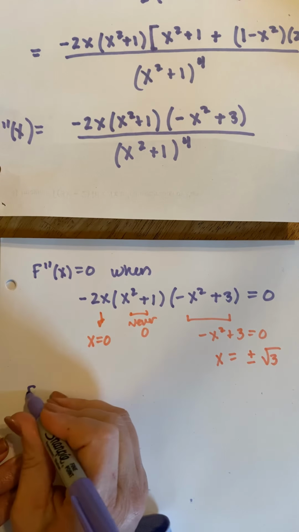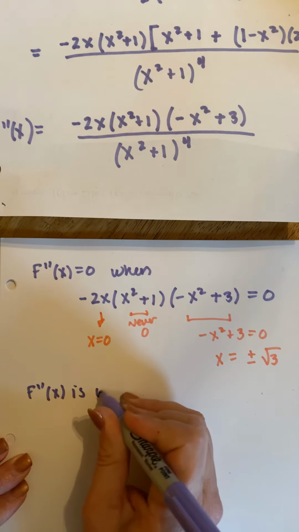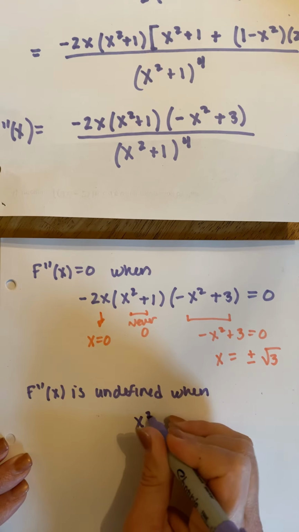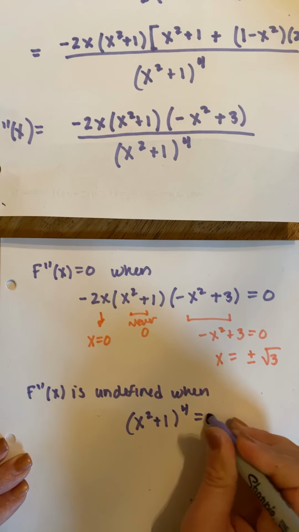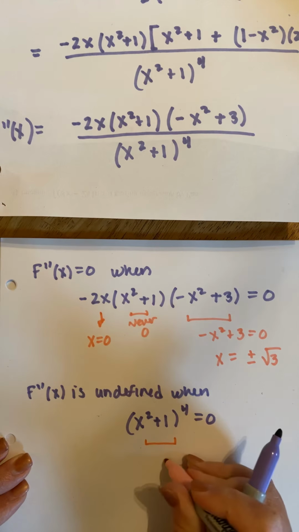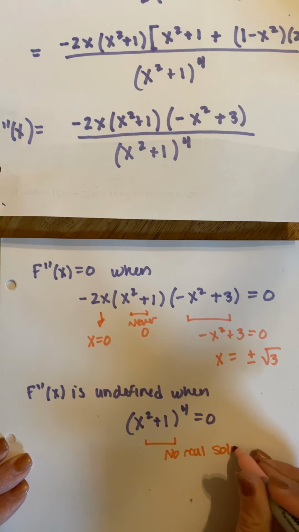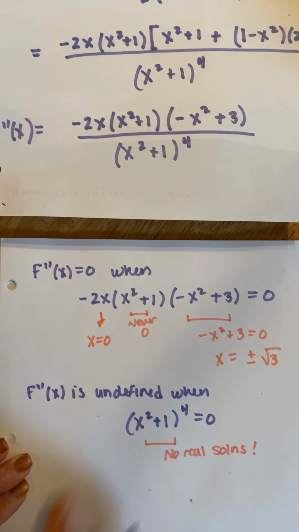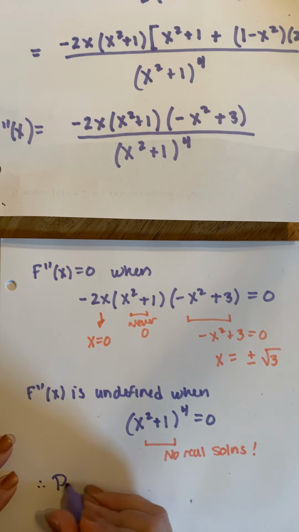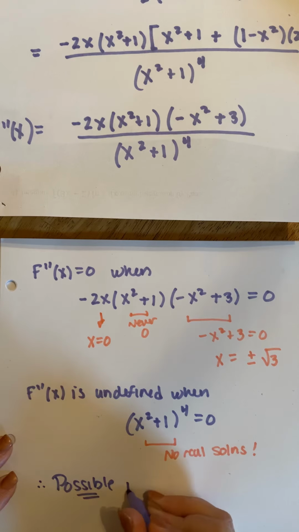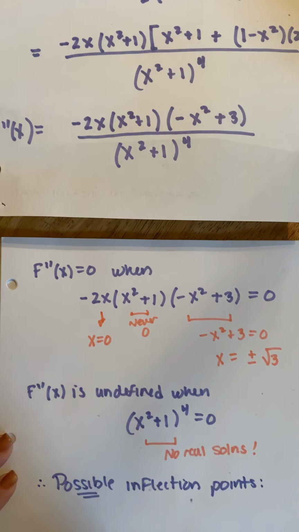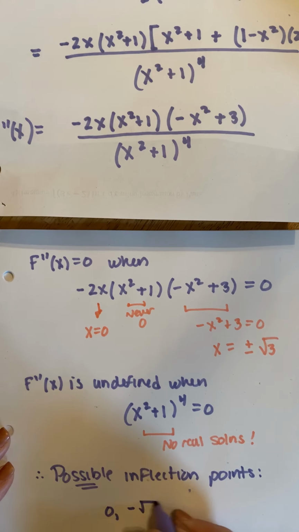And then the second derivative is undefined when the denominator equals 0. X squared plus 1 to the 4th equals 0. But this has no real solutions, because x squared plus 1 is always positive, and anything to the 4th power is always positive, so there is no value of x. So therefore, possible inflection points. These are only possible inflection points: 0, negative square root of 3, and positive square root of 3.